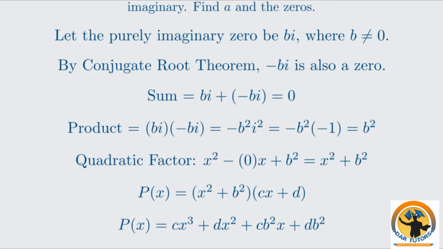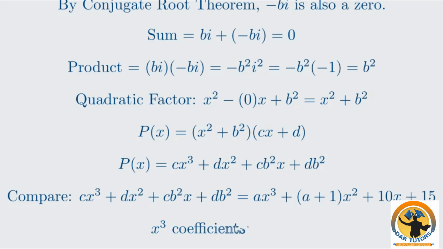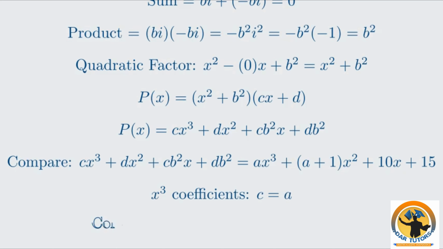Comparing this to p(x) = ax^3 + (a + 1)x^2 + 10x + 15. By comparing the coefficients of x^3, we see that c must equal a. By comparing the constant terms, we see that db^2 must equal 15, so d equals 15/b^2. Now we have expressions for c and d in terms of a and b.